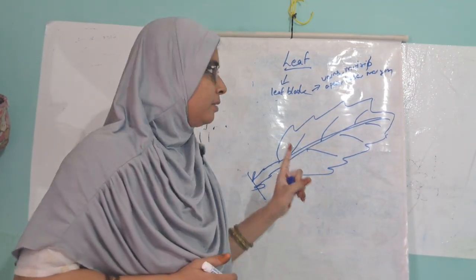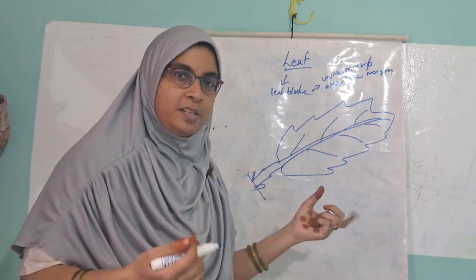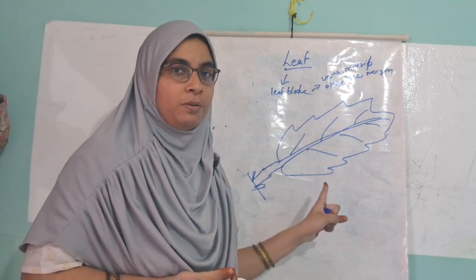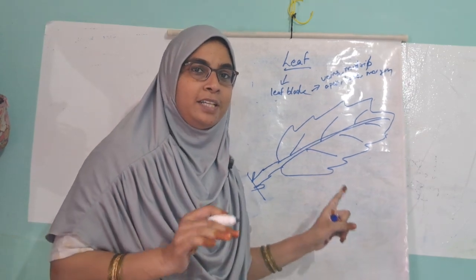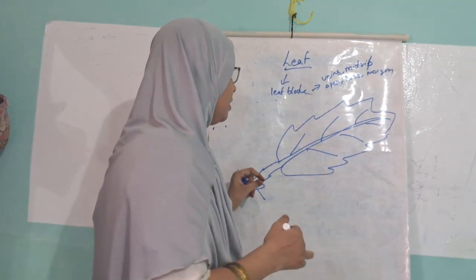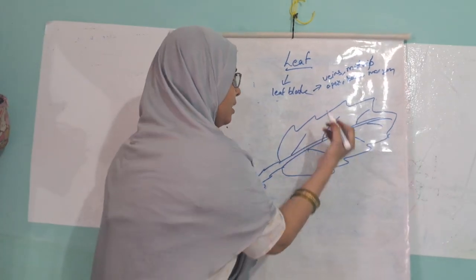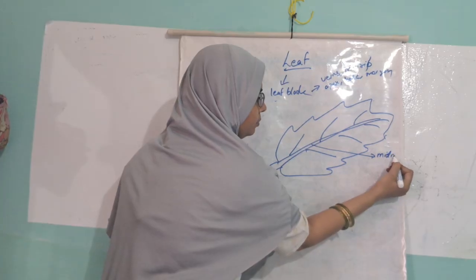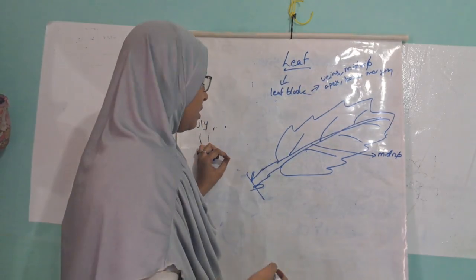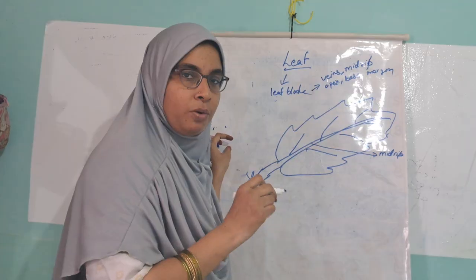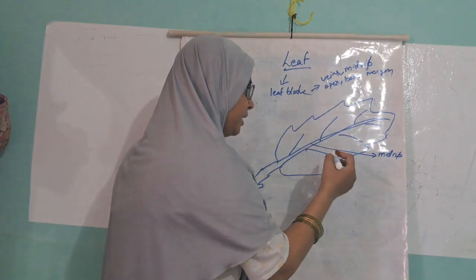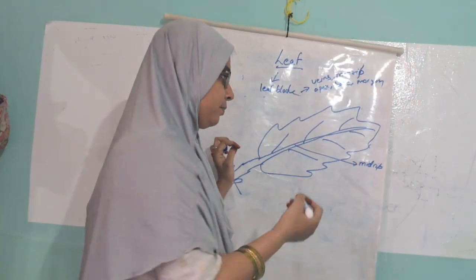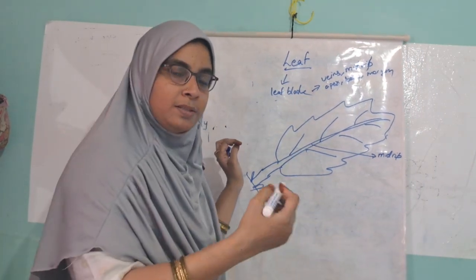What is a leaf blade? First, let us study the leaf blade. Leaf blade is the thin, flat, green portion of the leaf. This leaf blade has a midrib. This one is the midrib. Midrib is the central thick line of the leaf. This thick line gives support to the leaf.